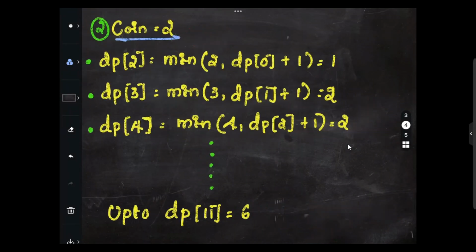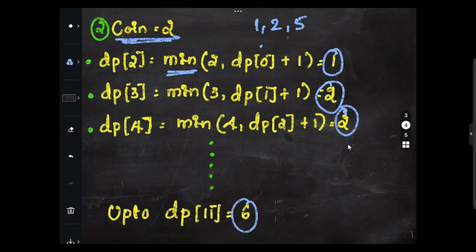So next let's go with the coin 2 here. When we are considering coin 2, it means either we can consider 1 or 2, right? So dp of 2 will be min of 2 comma dp of 0 plus 1. Initially dp of 0 will be 0. 0 plus 1 is 1. So minimum of 2 and 1 will be 1. Same goes with this one, we get 2. Same goes with this one as well. For this it will be 2. dp of 11 will basically be 6 in this case, right? So I hope this is fine.